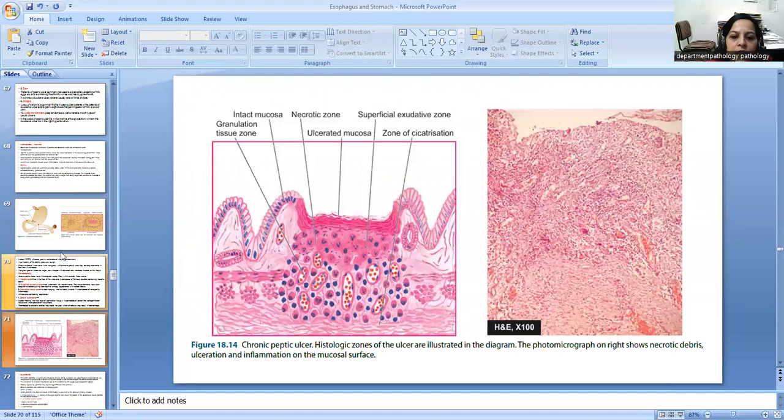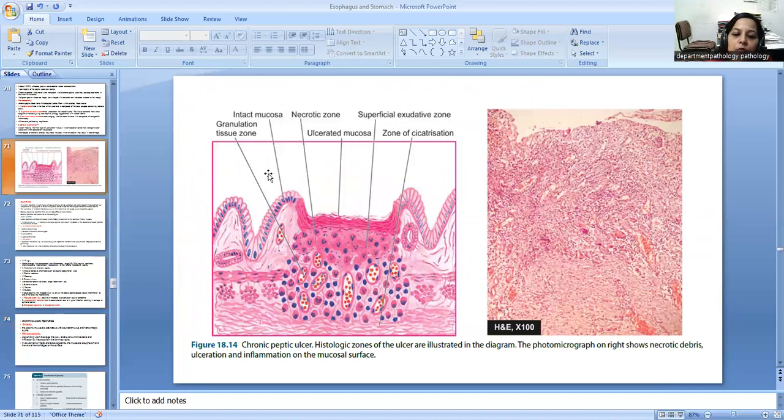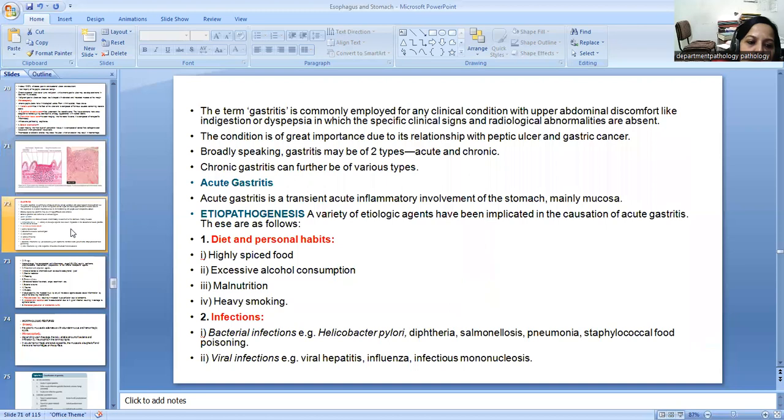So here we can see these four layers that we have discussed so far. This is the granulation tissue zone. This is the ulcerated mucosa. This is the necrotic zone. This is the superficial exudative zone, and this is the zone of cicatrization. So this is the diagram of the chronic peptic ulcer.